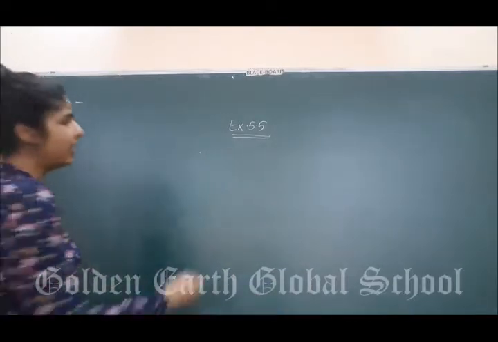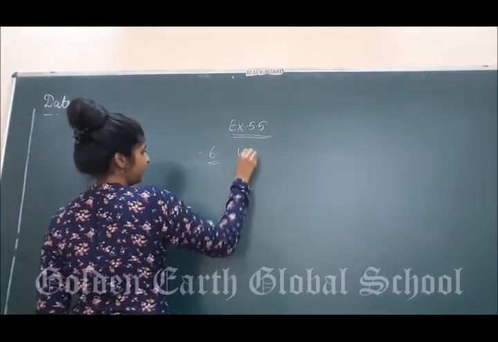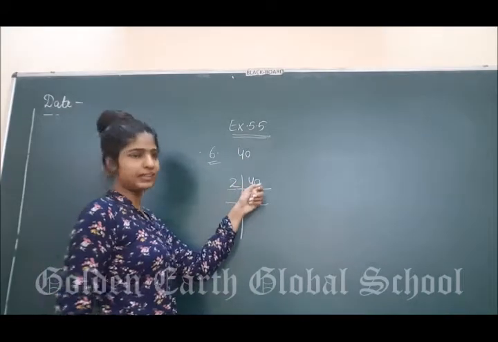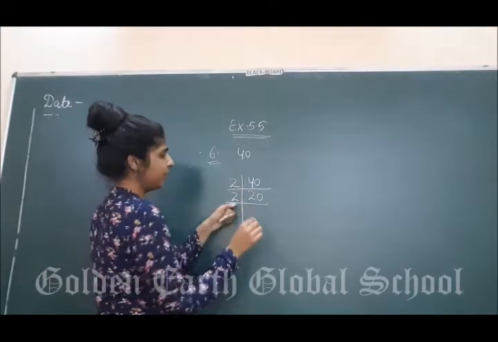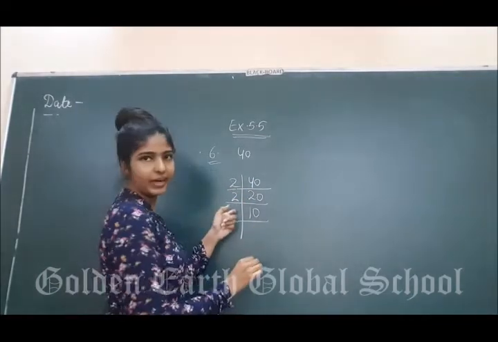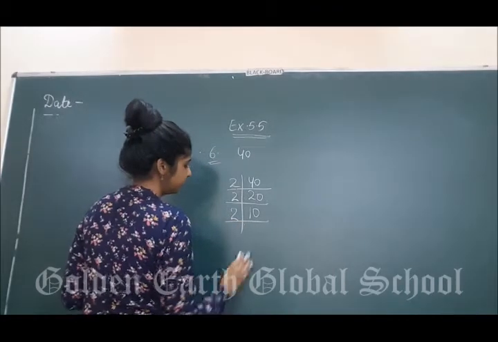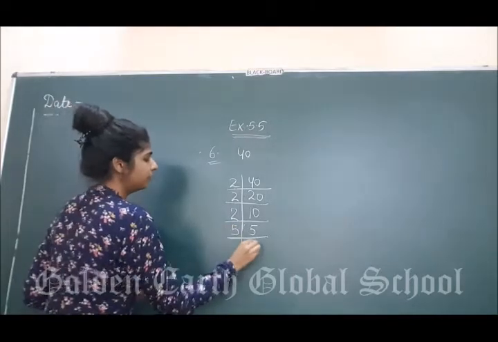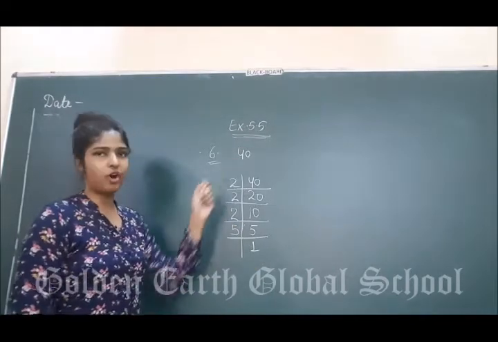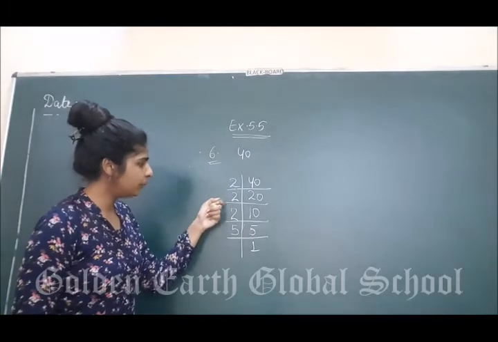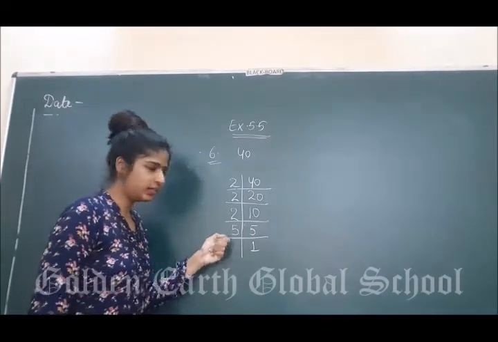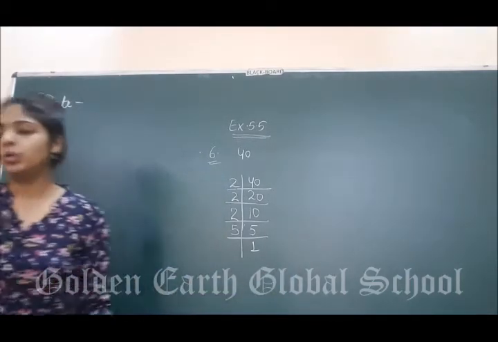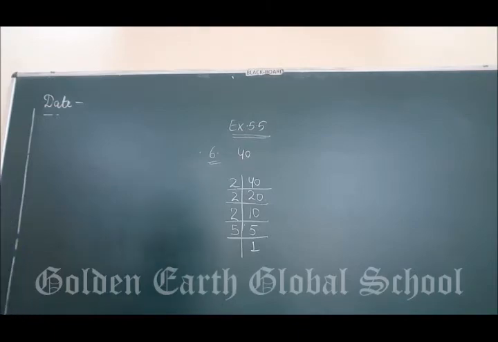Let us take the sixth part, 40. Start with 2. Where does 40 come on the table of 2? 20. On the table of 2, 20 on 10. On the table of 2, 10 is on 5. Now 5 does not come on the table of 2. 5 comes on the table of 5. So the prime factorization of number 40 is 2 multiply 2 multiply 2 multiply 5. At the end you will write prime factorization of 40 is equal to 2 multiply 2 multiply 2 multiply 5.